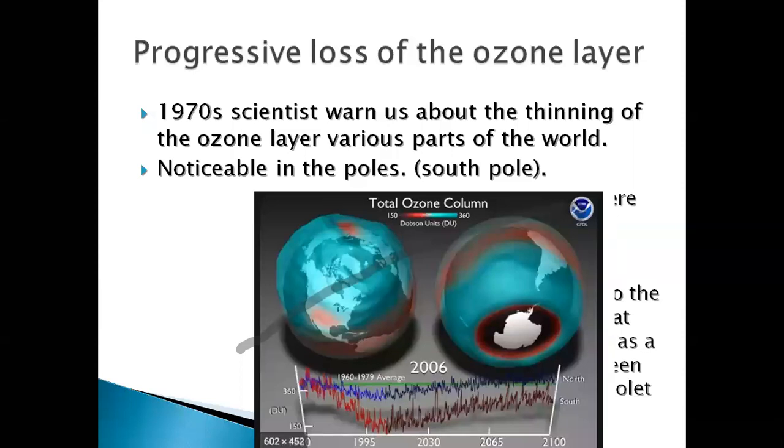Okay, so, progressive loss of the ozone. In the 1970s, scientists warned us about the thinning of the ozone layer in various parts of the world, but it was more noticeable in the South Pole.